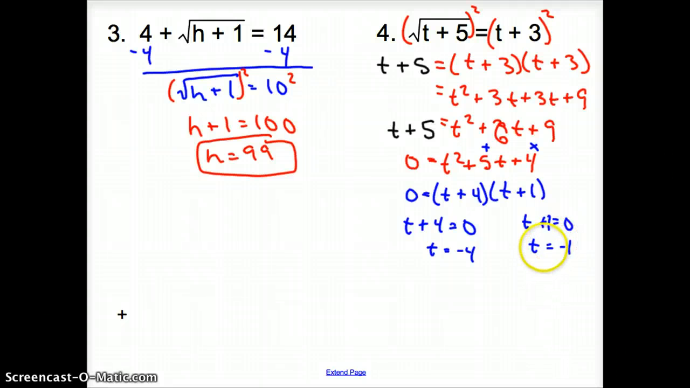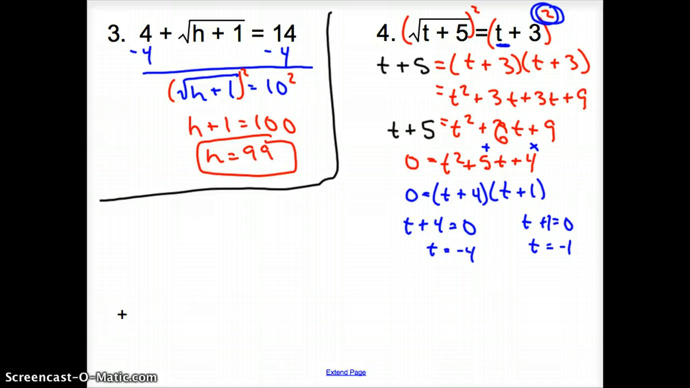Now though, we have to check our answer, and why is that? We check it because we squared the variable. Anytime we squared the variable, we have to check our work. So let's go ahead and check our work. I'm going to check it right below number 3 as I box 3 off.